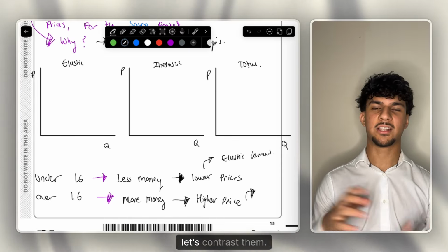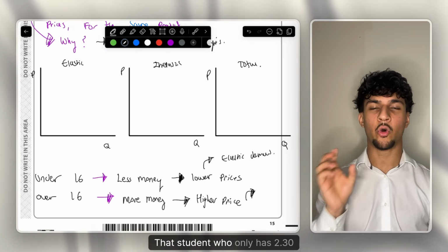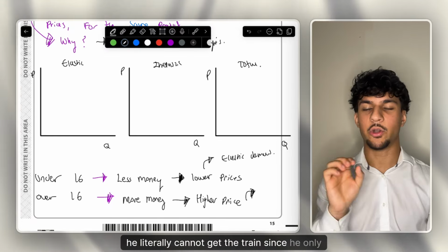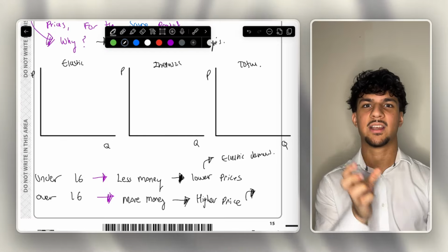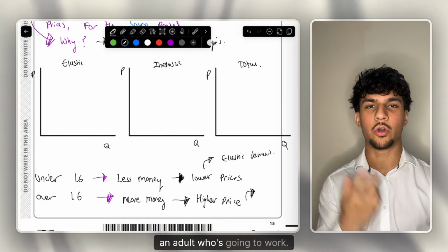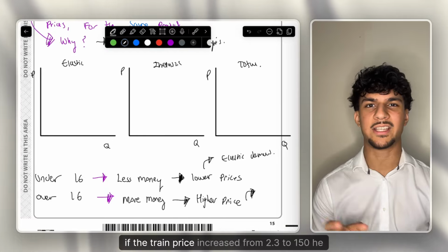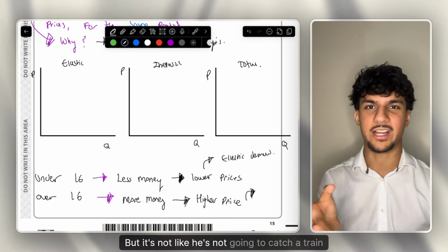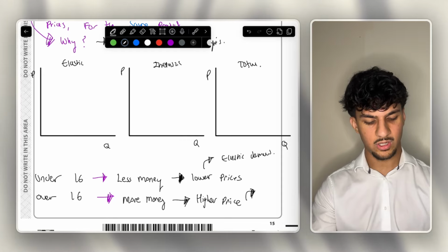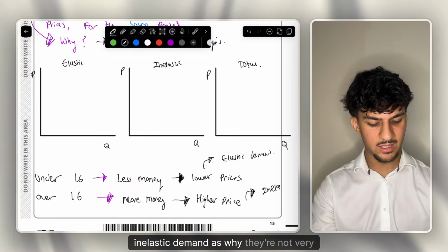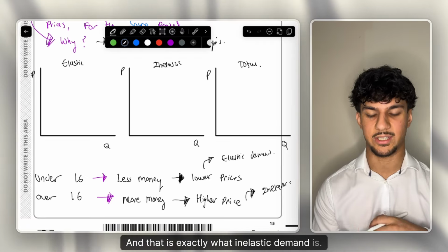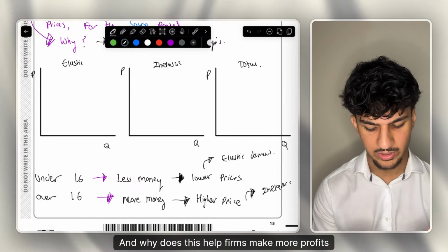So like I said, let's contrast them. That student who only has £2.30, if prices increase, he literally cannot get the train since he only has £2.30. Whereas an adult who's going to work, if the train price increased from £2.30 to £1.50, he probably won't like it, but it's not like he's not going to catch a train for that reason. So therefore, inelastic demand, as they're not very responsive to changes in price, and that is exactly what inelastic demand is.